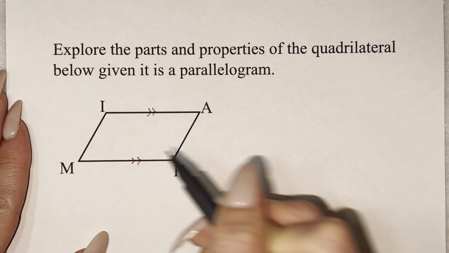In addition to them being parallel to each other, the opposite sides are also congruent to each other. So I would be able to also put the tick marks for congruent. Tick marks for congruent are vertical lines or horizontal lines. I know that's a little bit weird because the symbol for parallel kind of looks like that, but that's not what it is. Parallel are these arrows. When they're congruent, remember congruent means equal.